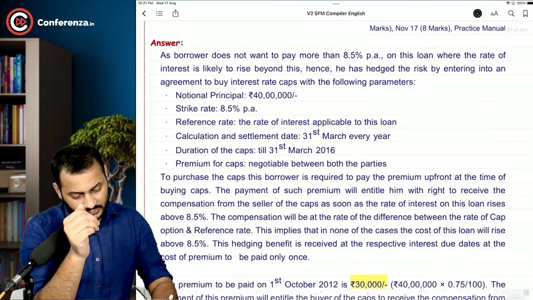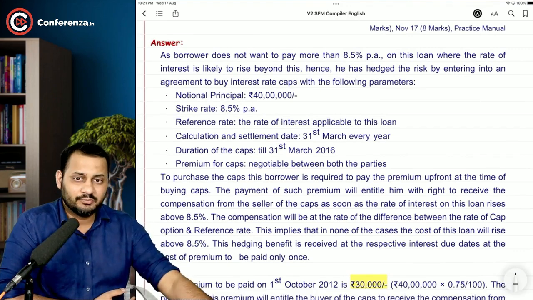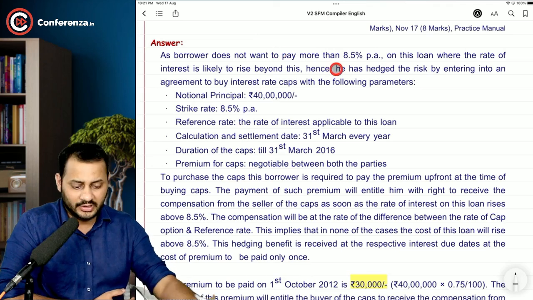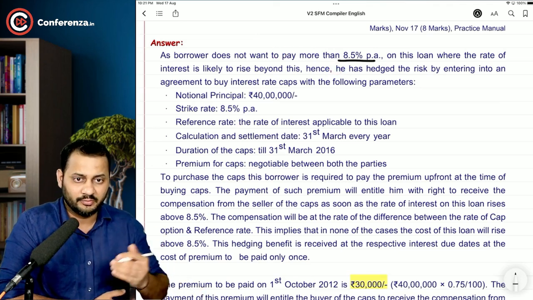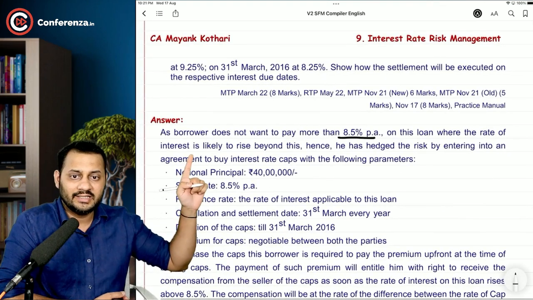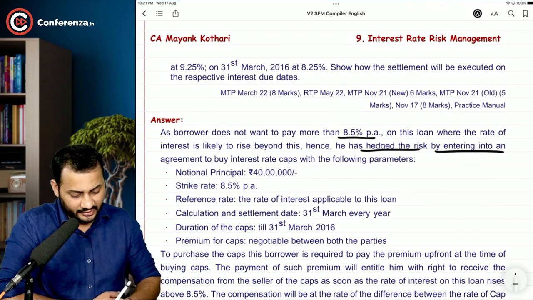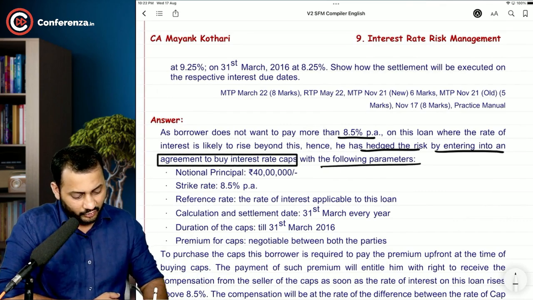See, I will just make sure I read it for you. As a borrower does not want to pay more than 8.5%, he wants to put a limit on that. On this loan, where the rate of interest is likely to rise beyond this, hence he has hedged the risk by entering into an agreement to buy interest rate caps with the following parameters.